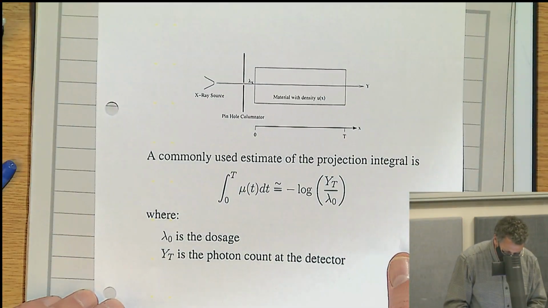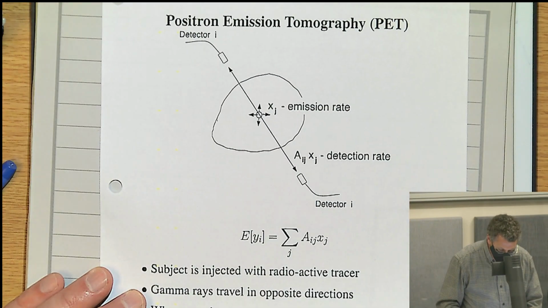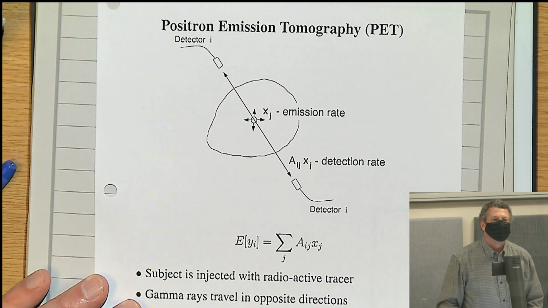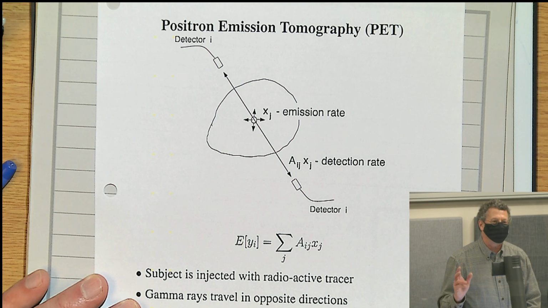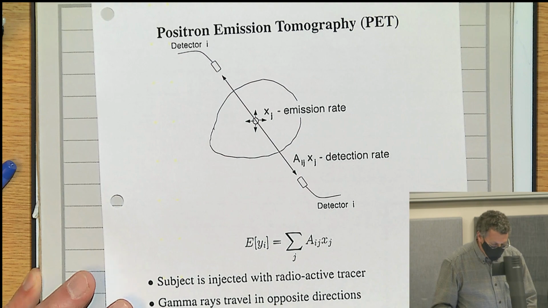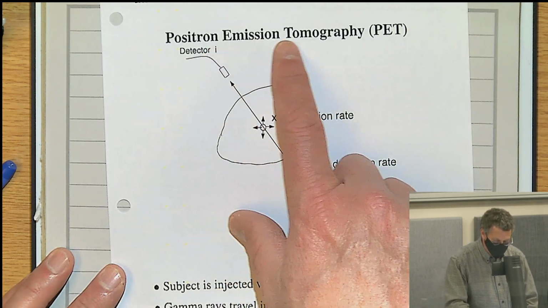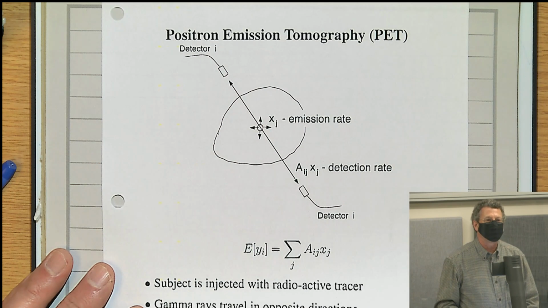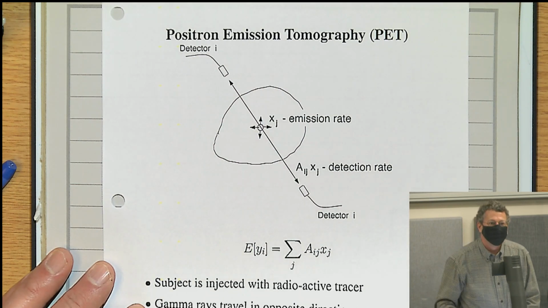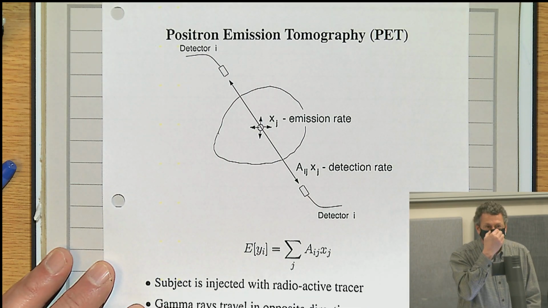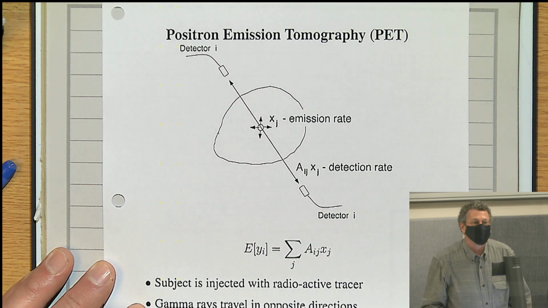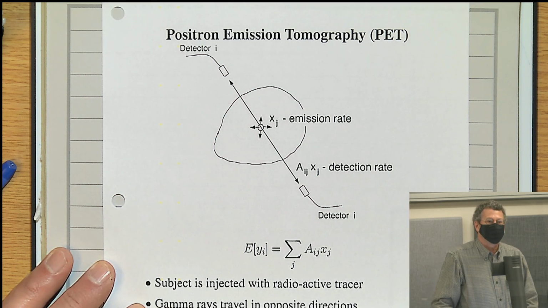Okay, so that's this. Now, there are other ways you could do it. In PET, positron emission tomography, they do something that's physically very different, but they get the same kind of measurement, okay? This is primarily a medical imaging modality. I guess it could be used for some other things. CT, transmission tomography, is used in a lot of industrial applications.